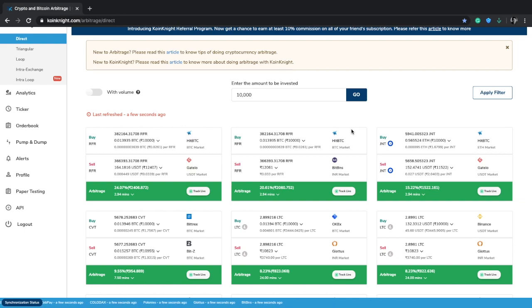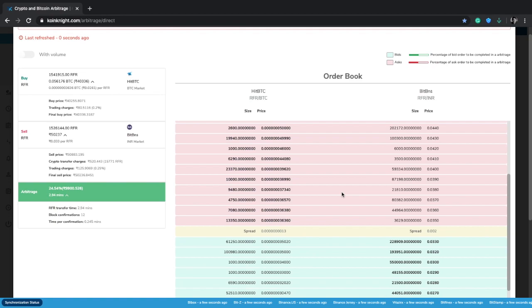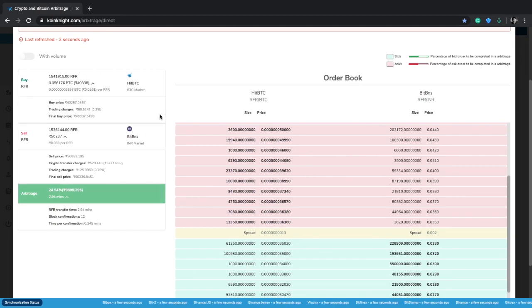Now, to check whether the sufficient amount of volume is present or not, we see the order book for both the exchanges. To see the order book for both the exchanges, we need to click on the Track Live button. The Track Live button lets you see the whole arbitrage plus exchanges of both the order books at the same place.